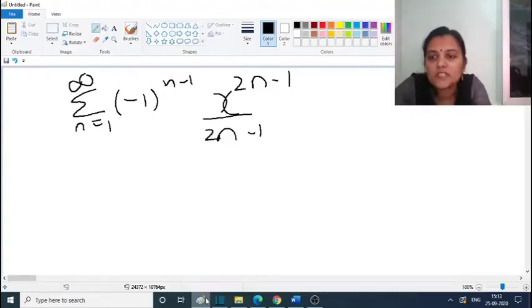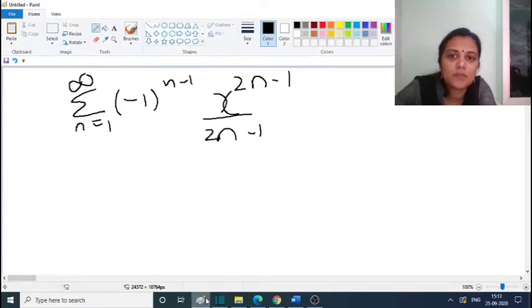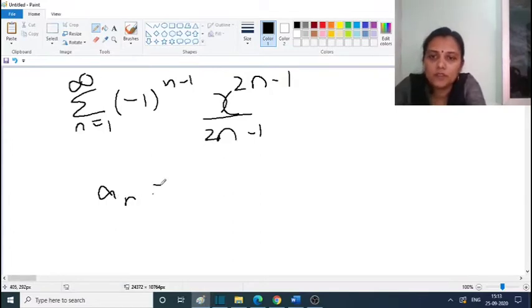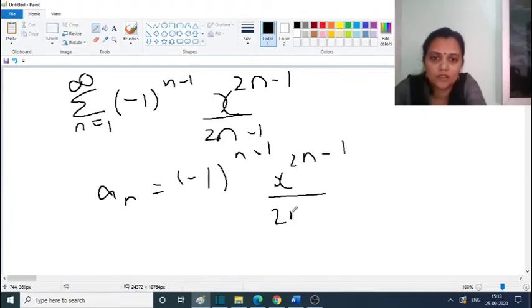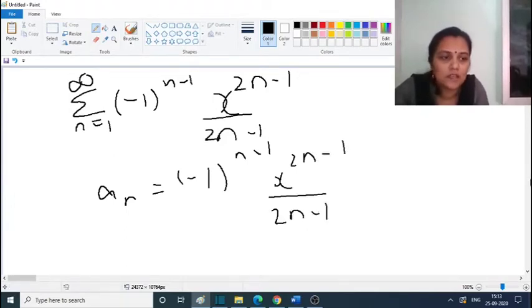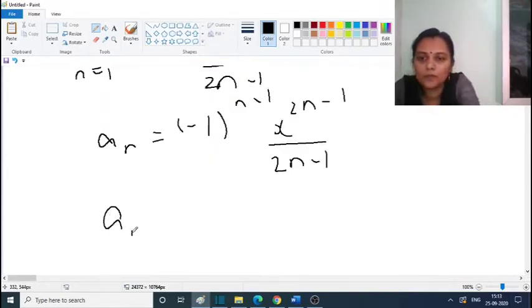Next problem is test for convergence of the series sigma n equal to 1 to infinity, minus 1 raised to n minus 1, x raised to 2n minus 1 by 2n minus 1. We have a_n is equal to minus 1 raised to n minus 1, x raised to 2n minus 1 by 2n minus 1, and a_(n+1) is equal to minus 1 raised to n plus 1.